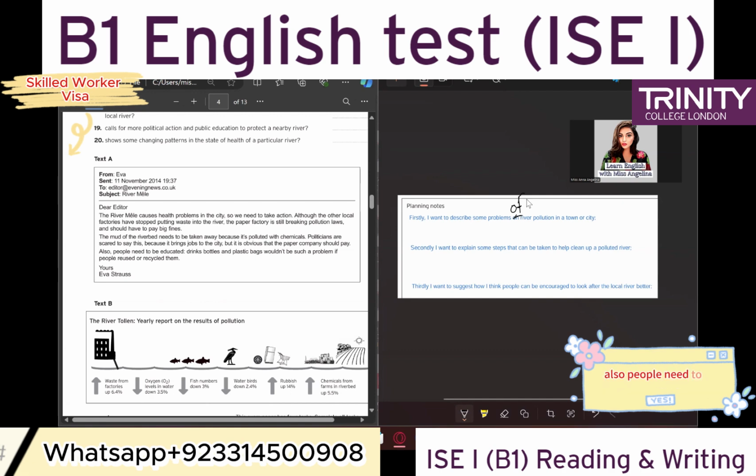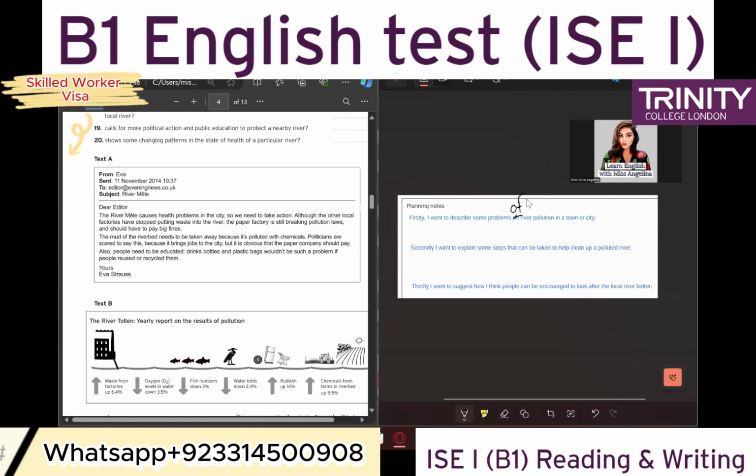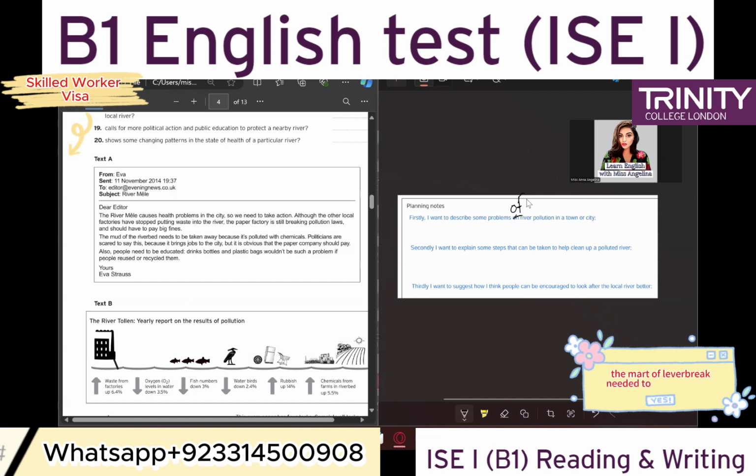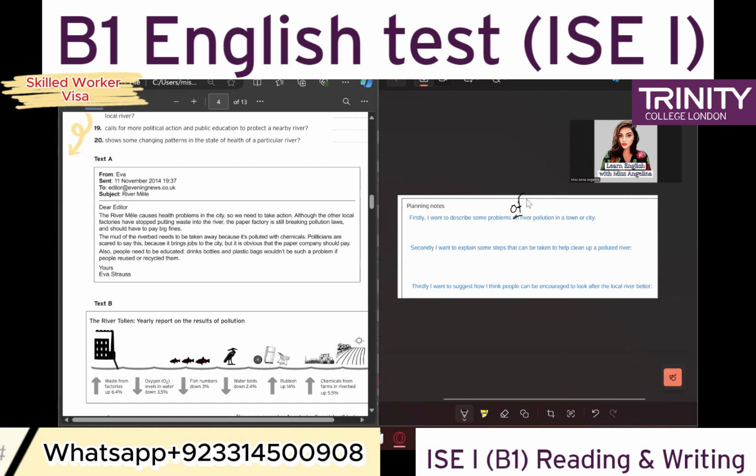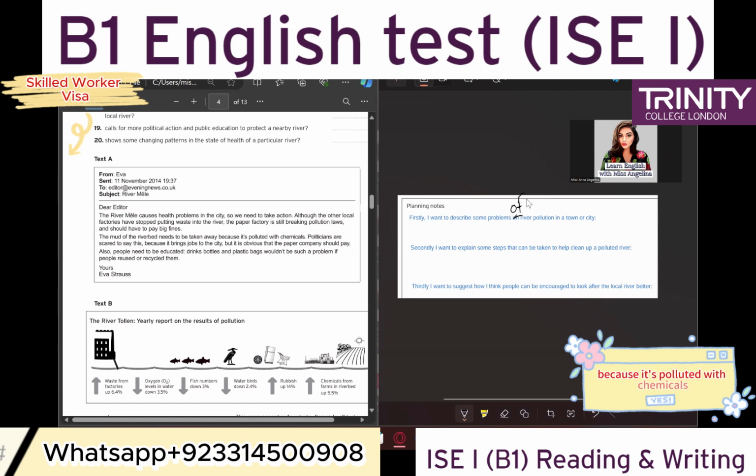Also, people need to be educated. Drinks, bottles, and plastic bags would not be such a problem if people reused or recycled them. The first problem is the paper factory is still breaking pollution laws. The mud of the riverbed needed to be taken away because it's polluted with chemicals, or people should be educated so that drinks bottles and plastic bags would not be such a problem.